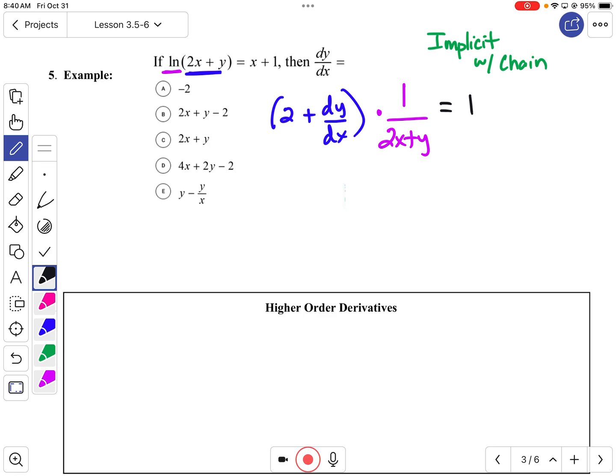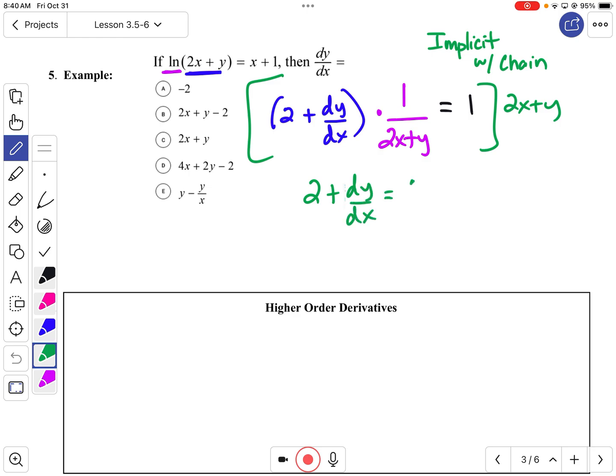Now, the tricky part to me on this one is the simplification because I got to be able to get that dy dx by itself. Because I have a product here, 1 over 2x plus y, I can multiply that 2x plus y over to the other side, okay? And then that's going to leave me with just 2 plus dy dx, okay? So we're going to multiply each side by 2x plus y, okay? Over here, it's going to leave me with just 2 plus dy dx equals 2x plus y.